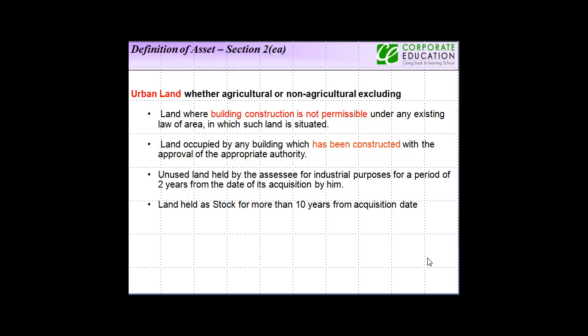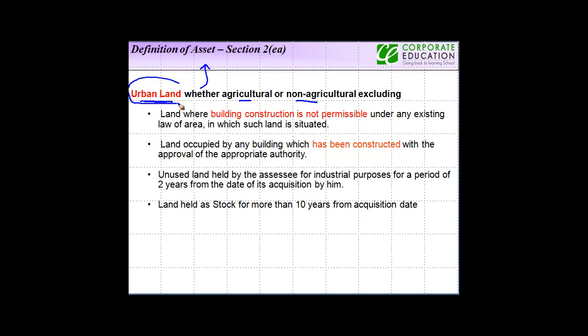Let's see how and under what circumstances an urban land qualifies as an asset for wealth tax purposes. Now, let's read through this. Urban land, whether agricultural or non-agricultural. So long as this land qualifies as an urban land, it doesn't matter whether it is an agricultural land or a non-agricultural land. It would qualify as an asset.